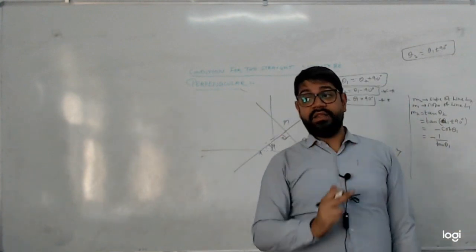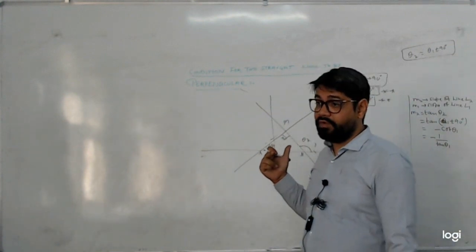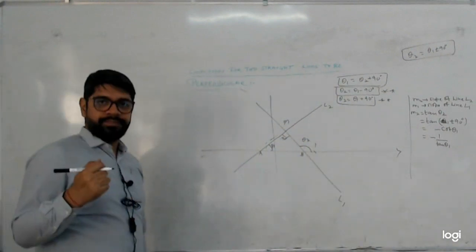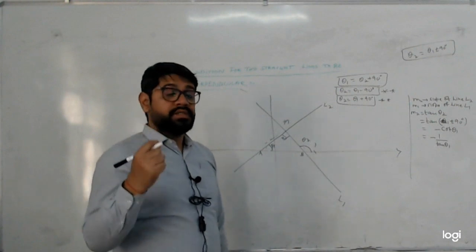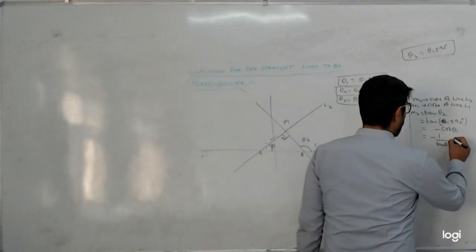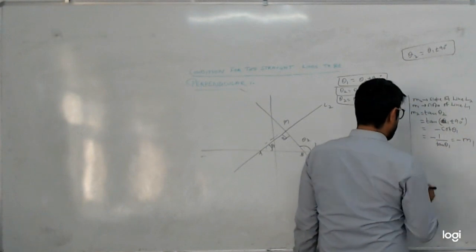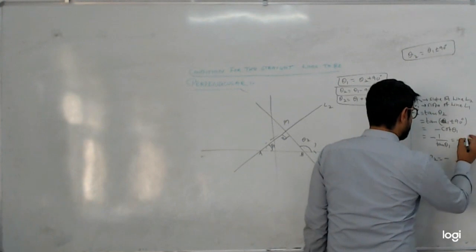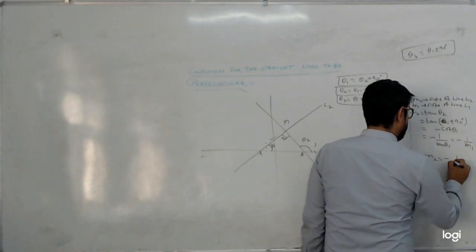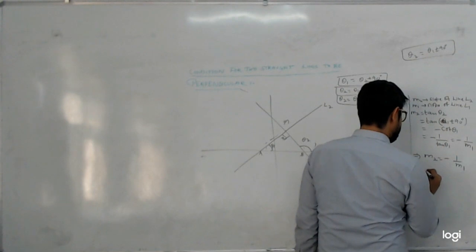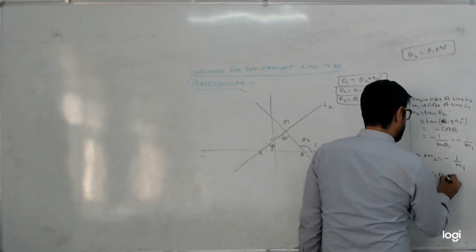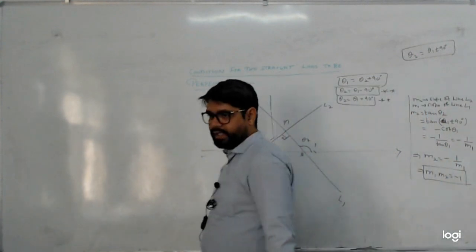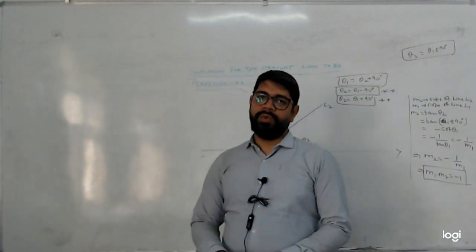And what is tan θ1? θ1 is the angle that line L1 is making with the positive direction of the x-axis. So tan θ1 is nothing but the slope of line L1, which is M1. So what we get is M2 is equal to minus 1/M1, which implies M1 into M2 is equal to minus 1. So this is the condition for two straight lines to be perpendicular.